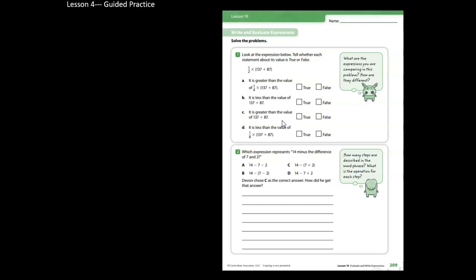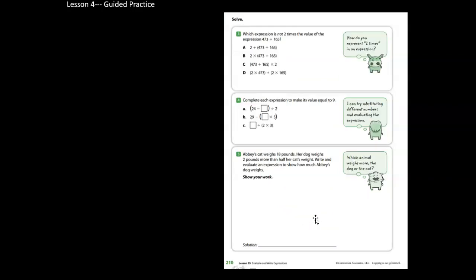Number 2 says which expression represents 14 minus the difference of 7 and 2. And then it says Devin chose C as the correct answer, which was wrong. So you can automatically cross out C. He chose that, and that's the wrong answer. Number 3, up here at the top, is which expression is not 2 times the value of the expression 473 plus 165.